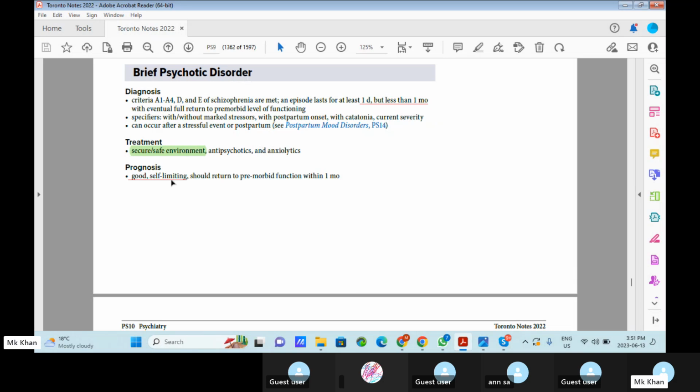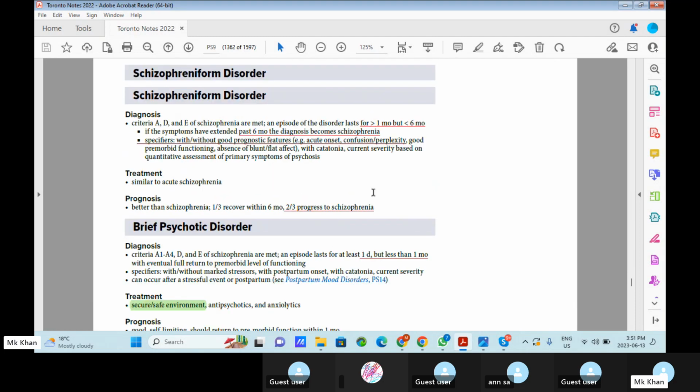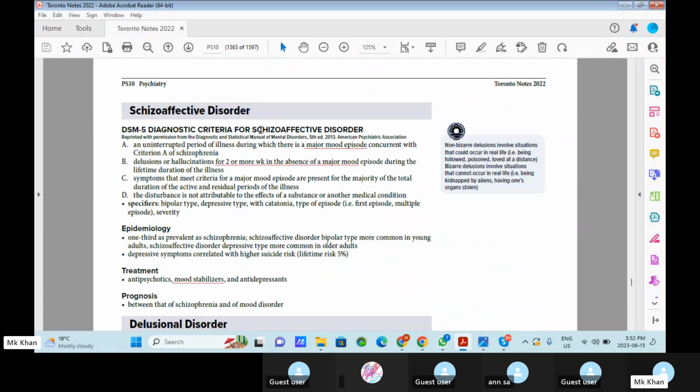So for brief psychotic disorder, the prognosis is good, it is self-limiting, and the patient should return to normal function within 1 month. So this is one of its criteria. Because if it's not returning within 1 month, then it carries on to the other one, it can go to schizophreniform, and then the other one.